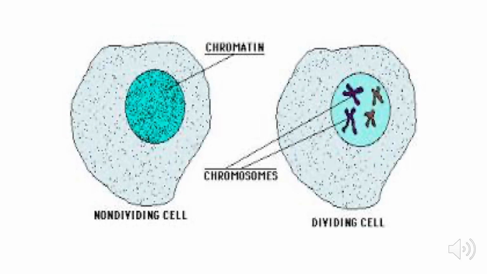Question: which among these two do you think would appear darker under the microscope? Is it the chromatin or the chromosome? The answer is chromosome, because it is the condensed form of DNA.